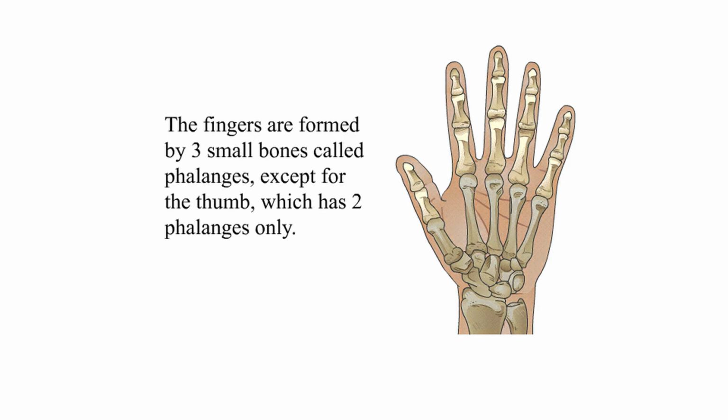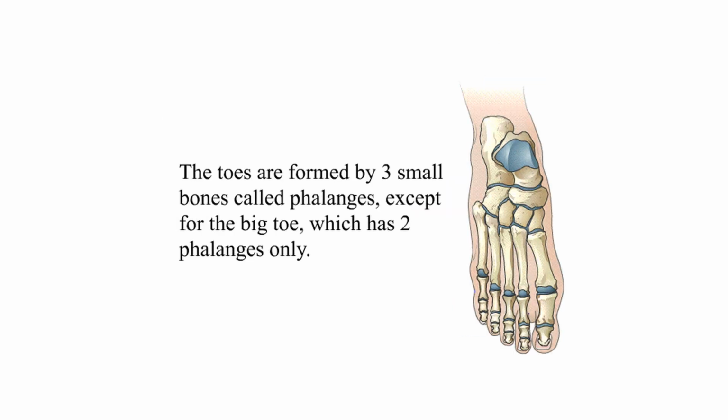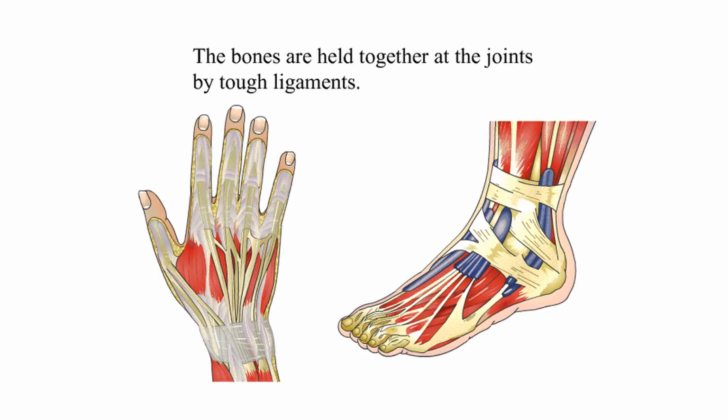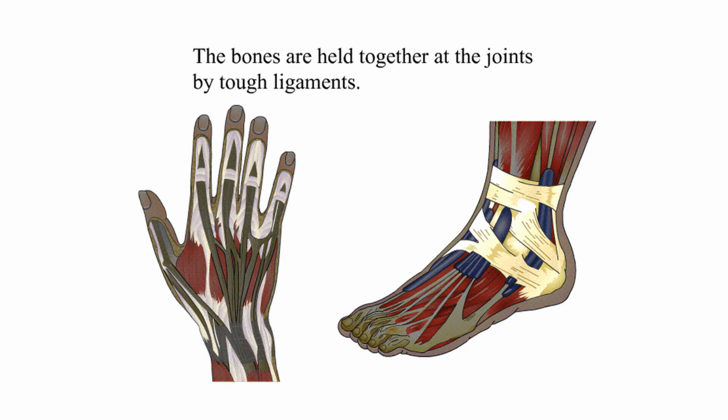The fingers are formed by 3 small bones, called phalanges, except for the thumb, which has 2 phalanges only. The toes are formed by 3 small bones called phalanges, except for the big toe, which has 2 phalanges only. The bones are held together at the joints by tough ligaments.